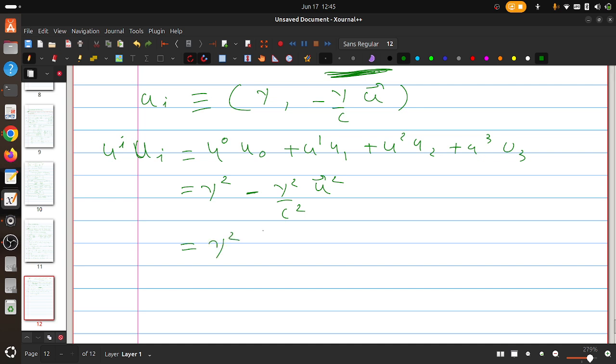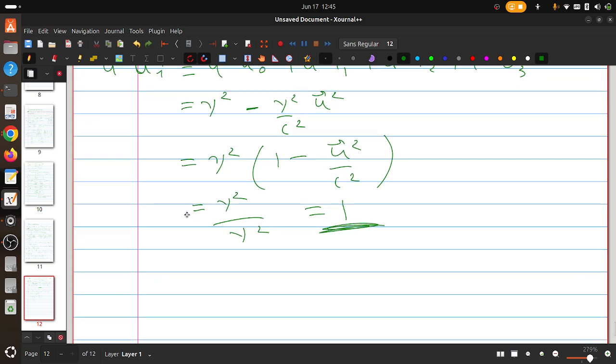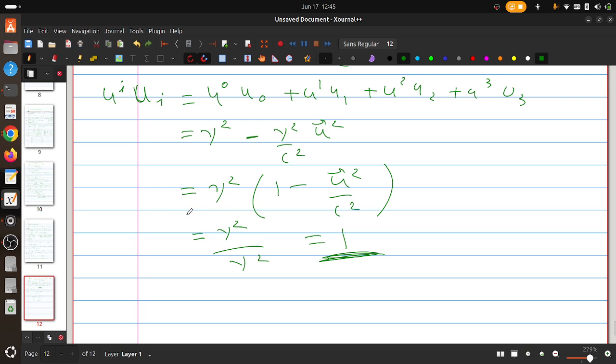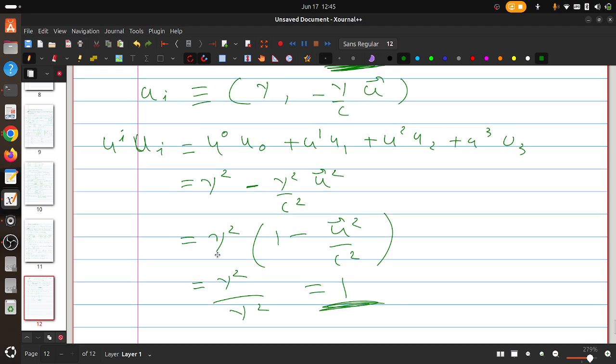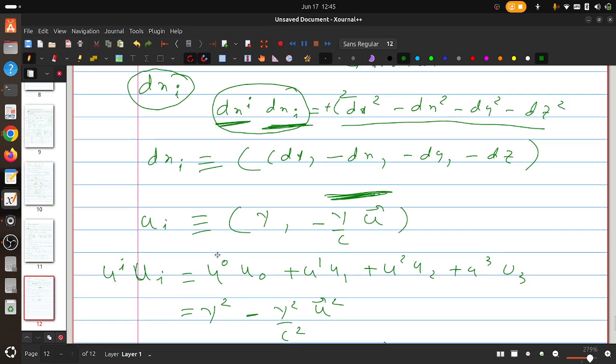So it is gamma square times 1 minus u square by c square. But what is 1 minus u square by c square? 1 minus u square by c square is nothing but 1 upon gamma square. So it should be gamma square by gamma square, which is 1. So ui contracted is 1, and you know that 1 will be 1 in the S frame and the S prime frame. So it is an invariant quantity. It is a scalar.